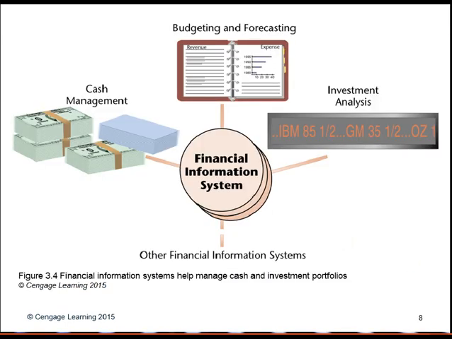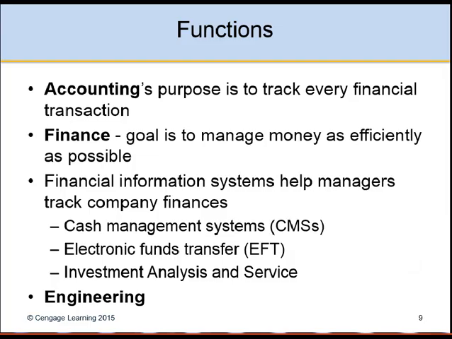And here we see some of the subsystems in a financial information system. Financial information systems help managers track company finances. Cash management systems are systems that deal specifically with cash. Electronic funds transfer is done between one bank account to another.